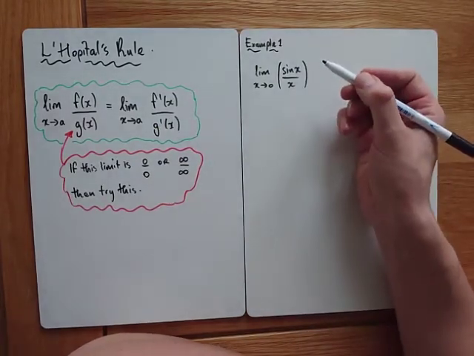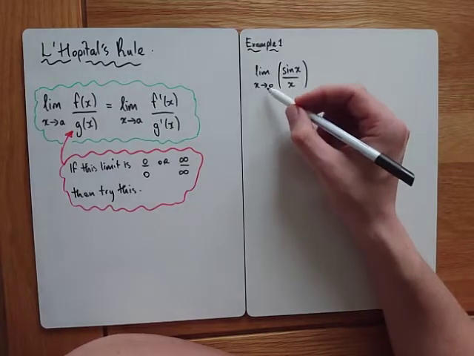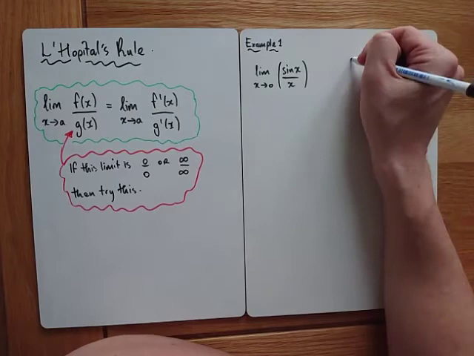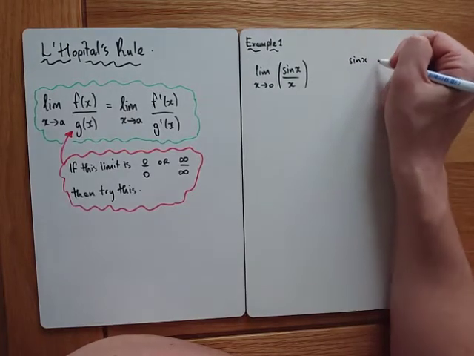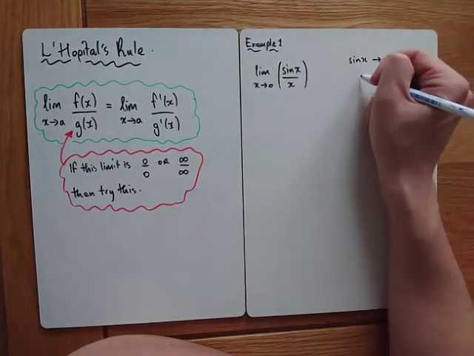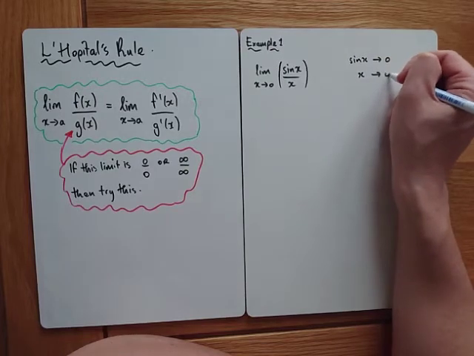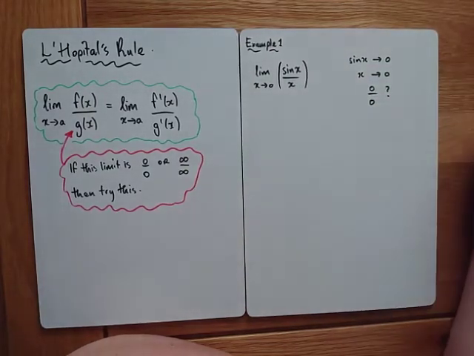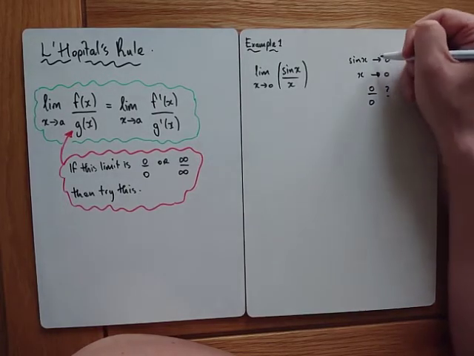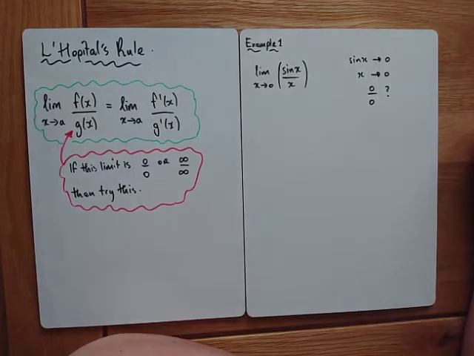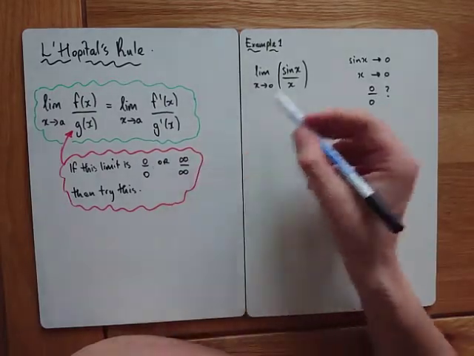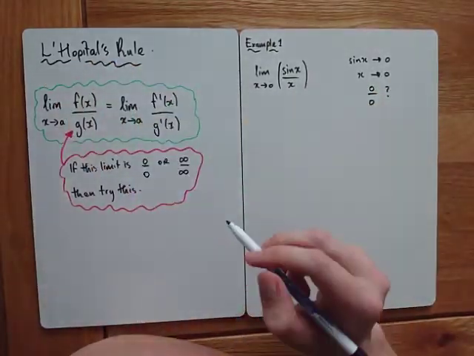Let's start with an example. So we're thinking about as x tends to 0. Now clearly as x tends towards 0, sine x tends to 0, and x also tends to 0. So what we've got here is 0 divided by 0. So at the moment we can't determine what this limit's going to be. But because it is 0 divided by 0, we could apply L'Hopital's rule.